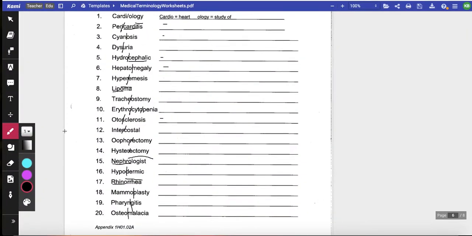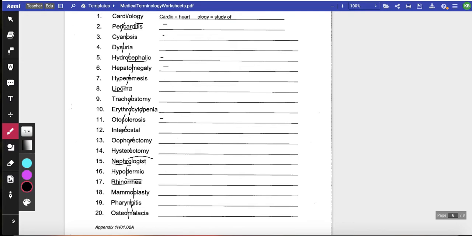Intercostal. We typically use this to talk about between the ribs. Like I had a shirt that said the best way to a woman's heart is between, I think it was the fifth and sixth rib. So you'd be going through that intercostal space, so between the rib. Opherectomy. Opher means ovaries, ectomy means surgical removal of. Hysterectomy. Hyster means uterus, ectomy means surgical removal of.